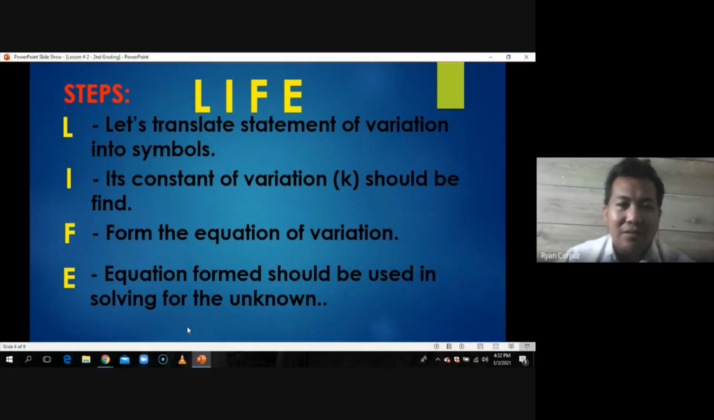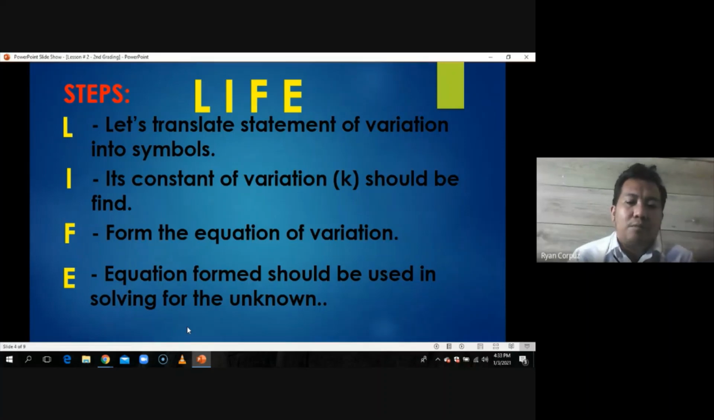So ano nga ba ulit yung LIFE na yan, na steps natin in solving any kind of variation? Una, L: let's translate the statement of variation into symbols. So ayun yung ginawa natin kanina. It would be better if you do it correctly, so sa start pa lang, tama. Kung tama ka doon, you'll end up correctly. Then I: its constant of variation should be sought. So we are now going to find the constant of variation using the second form equation.